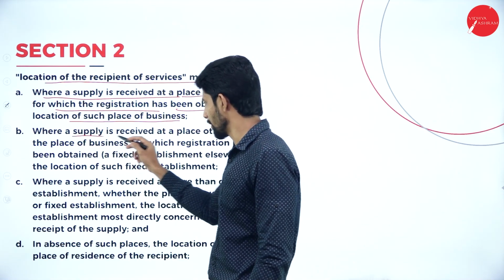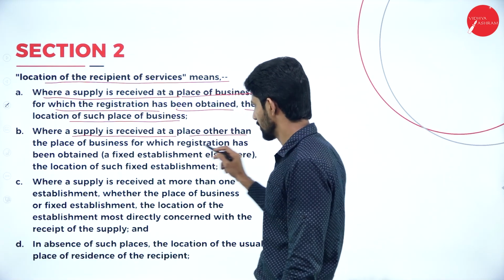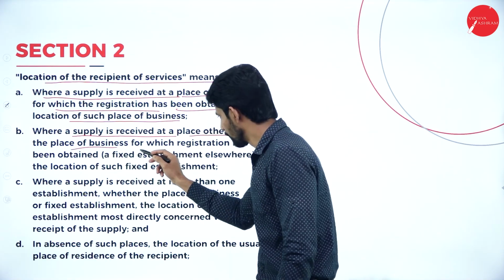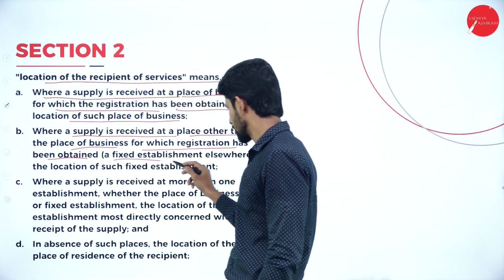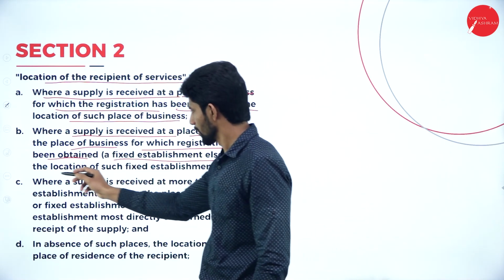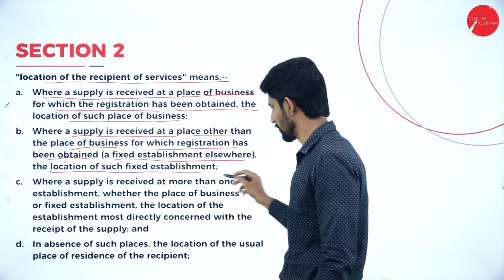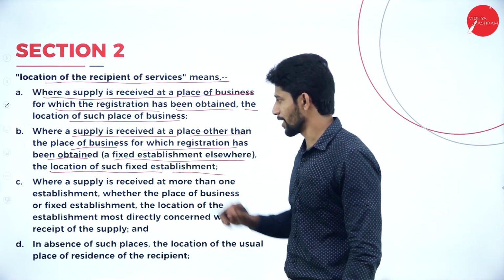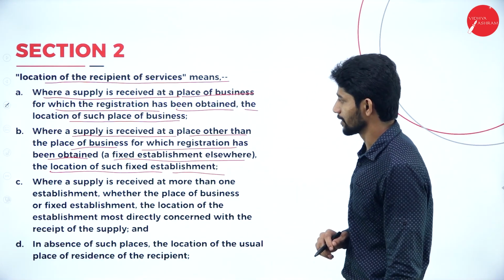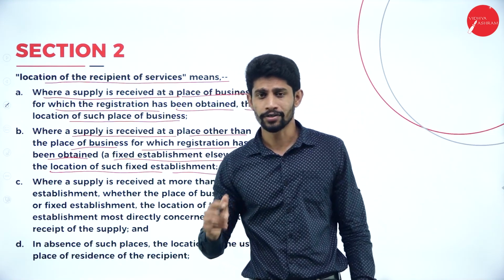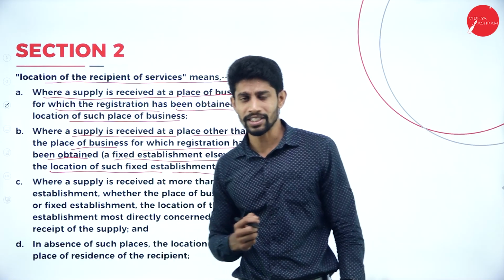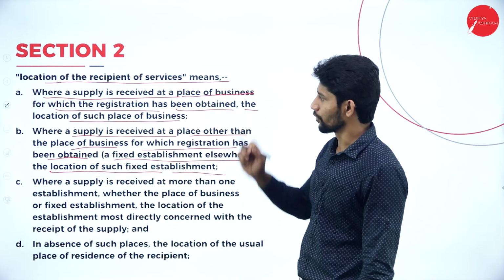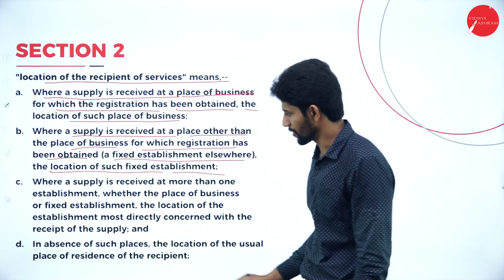Next, where a supply is received at a place other than the business place for which registration has been obtained, a fixed establishment elsewhere, the location of such fixed establishment. Yes, where a supply is received at a place other than the place of business, if you are receiving the services other than at the business place, then that place will be considered as the location of the recipient of the services.